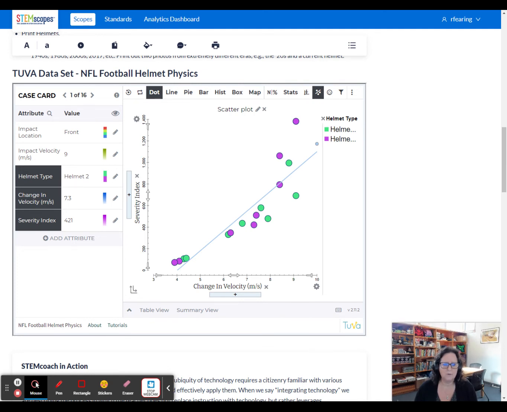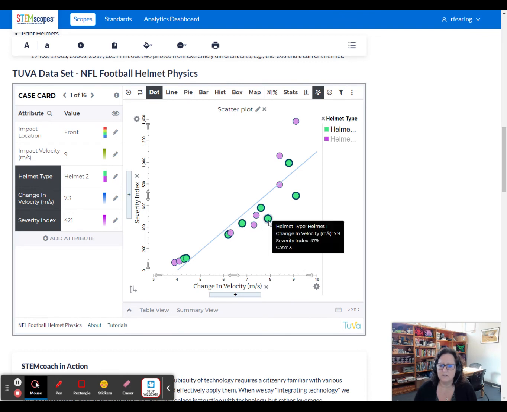All right, the questions it's going to ask you are things like, what type of relationship do you notice between the change in velocity, which we put down here on the x-axis, and the severity index? So look at what's happening as the change in velocity increases, okay? More velocity, more kinetic energy as you go from 3 up to 10. So as that increases, what happens to the severity index? So let's follow helmet 1. I'm going to click on it so all those dots are highlighted. And you can see that as severity increases, this is helmet 1, it had a change in velocity of 4.4, and the severity index was 111. As you go up, here's a change in velocity of 6.2, and the severity index went to 331. So 111 to 331, all tripled basically.